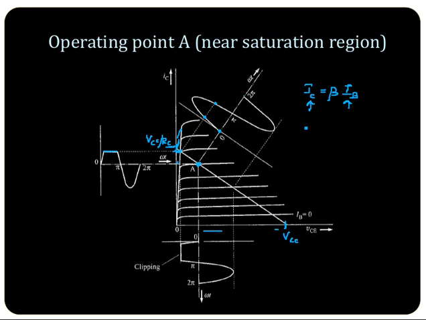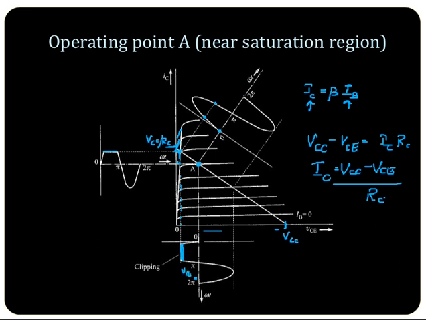Here we know the relation VCC minus VCE is equal to IC RC, or IC equals VCC minus VCE by RC. At this point you can see one more thing: this VCE voltage is being clipped here. It is not going below VCE sat. This is VCE sat. So IC will be limited here and VCE will be limited here.